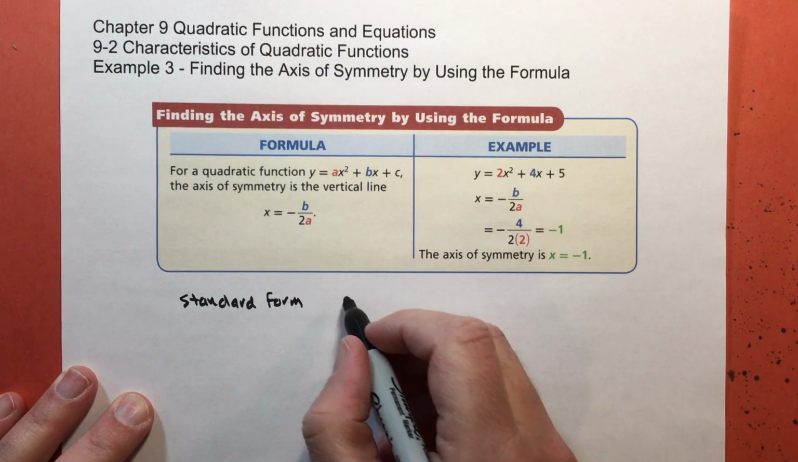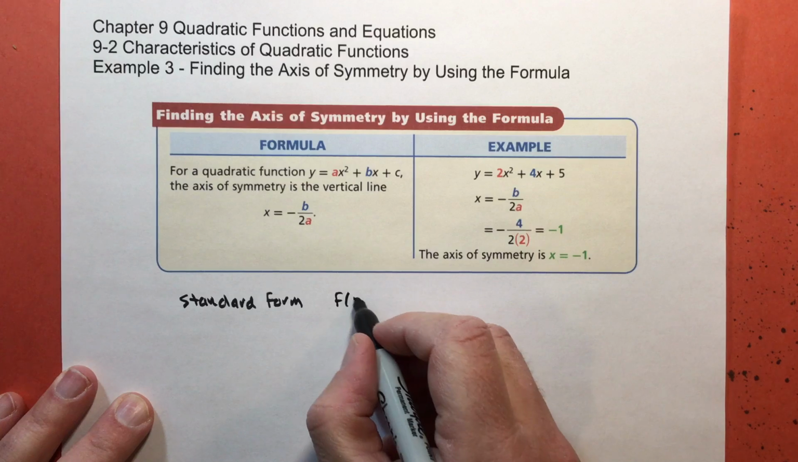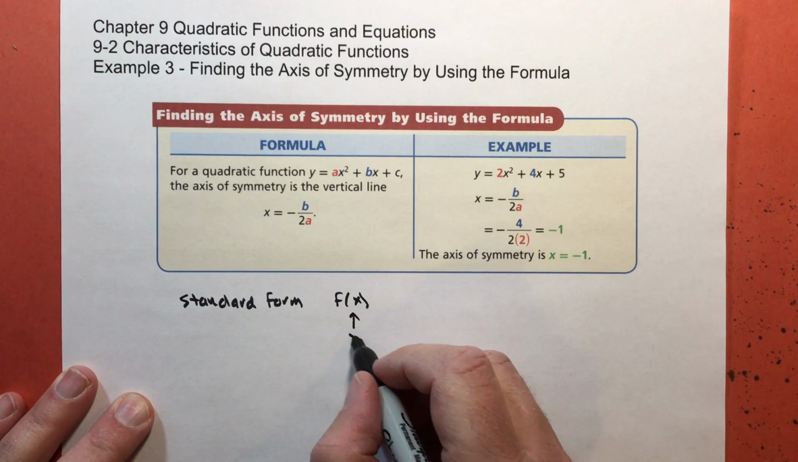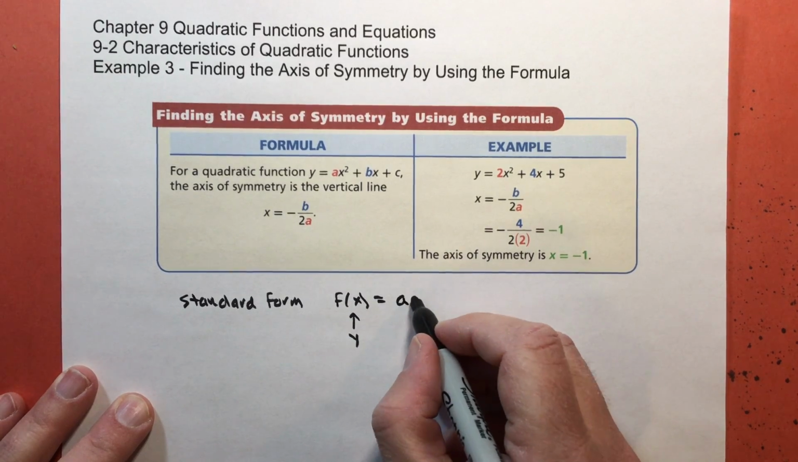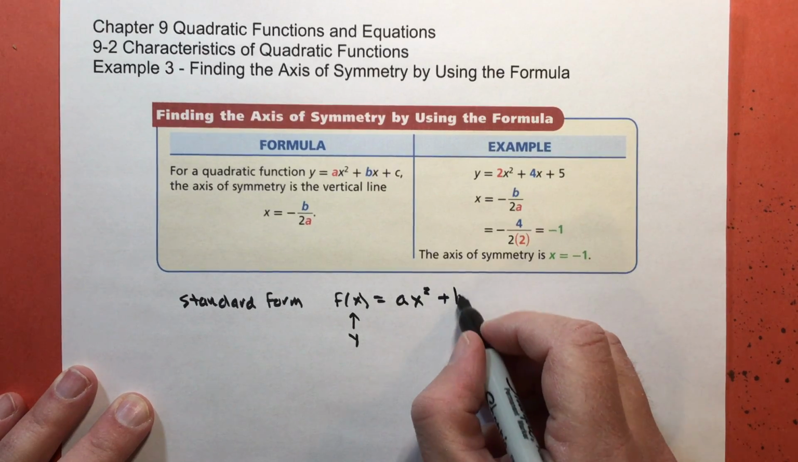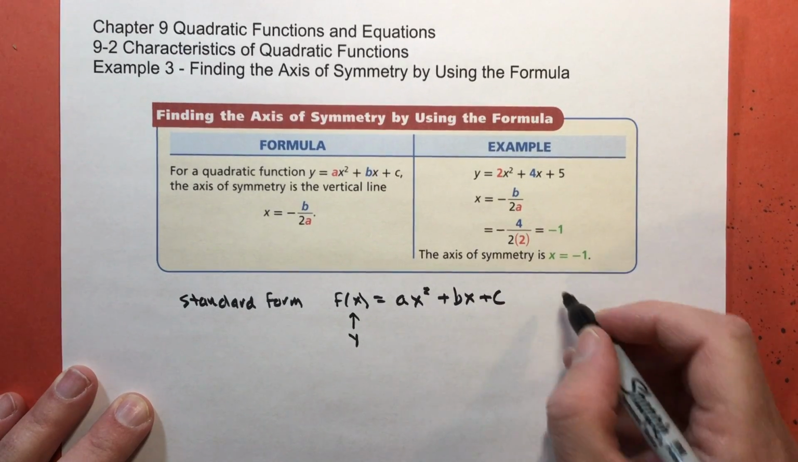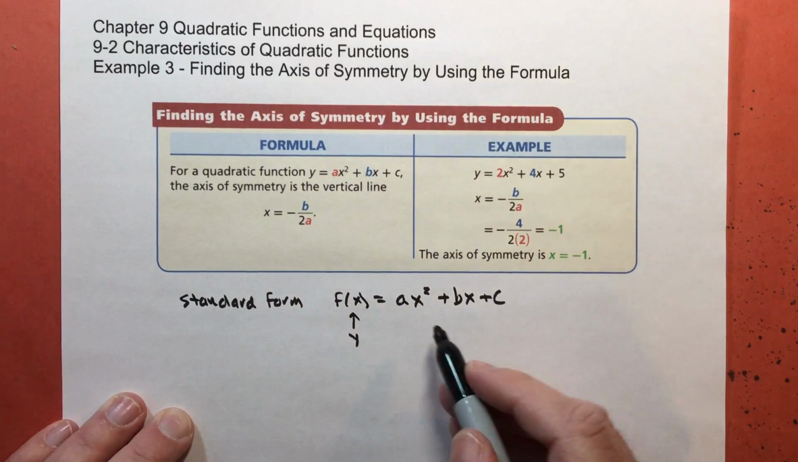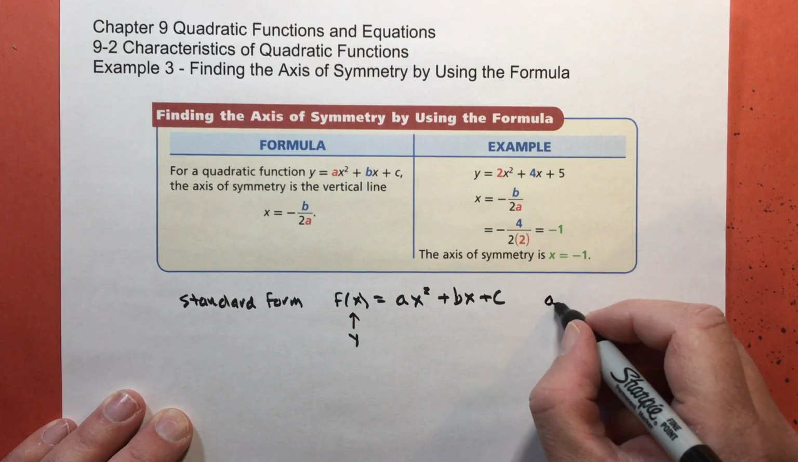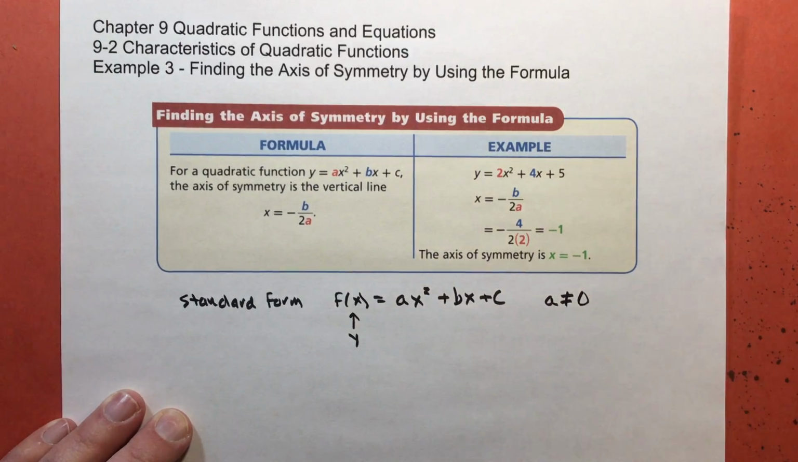From 9-1, if you remember, we say f of x, or we can use y, equals a times x squared plus b times x plus c. And the only restriction on the a, the b, the c is that a cannot equal 0. All right? A, B, and C, I just want to remind you of this.